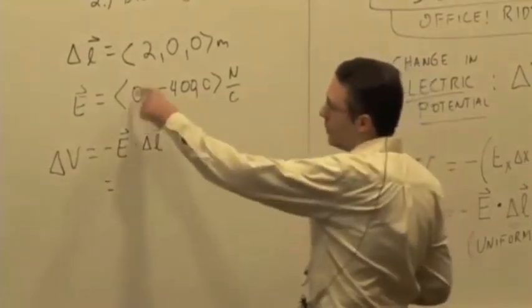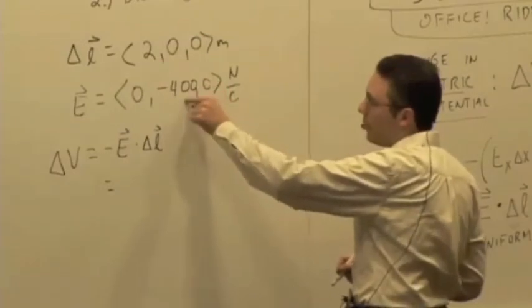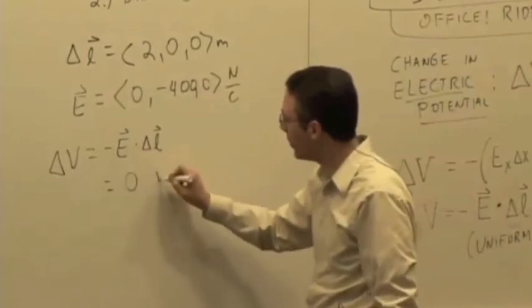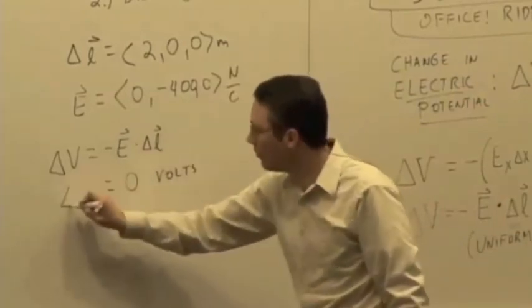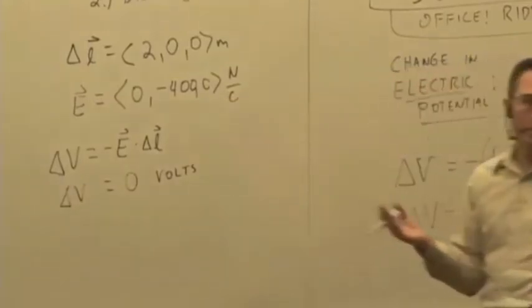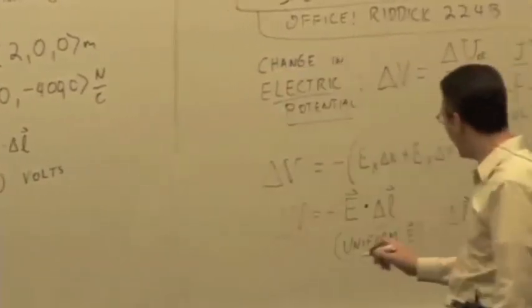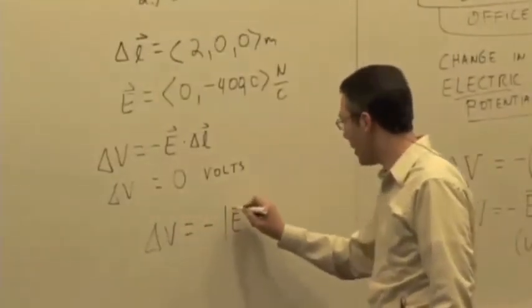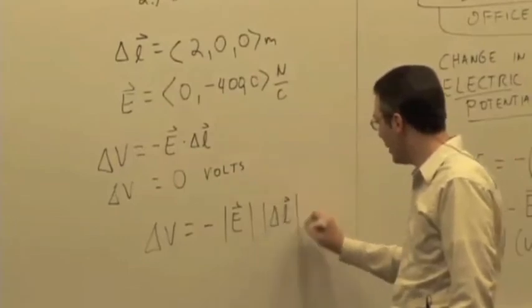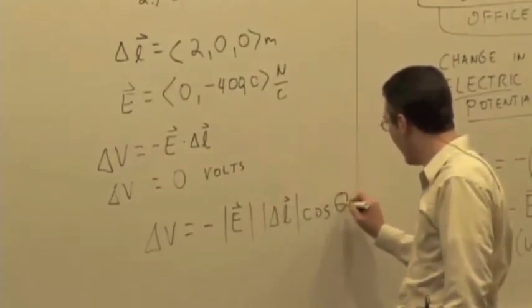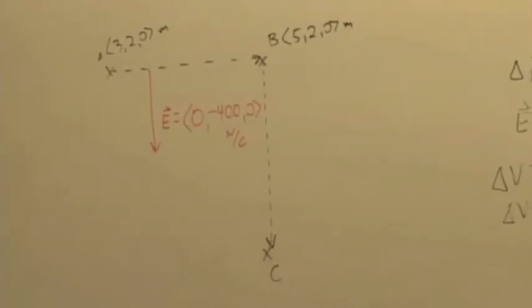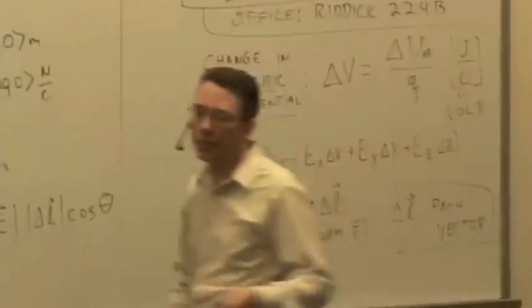We have 0 times 2 is 0, negative 400 times 0 is 0, and 0 times 0 is 0. Add them all up and you get 0, so 0 volts. Or we could do it the other way, looking at the magnitudes and the angles. Delta V is negative the magnitude of E times the magnitude of delta L times the cosine of the angle between those two vectors. What's the angle between the path and the electric field? 90 degrees. Cosine of 90 is 0. No matter how you slice it, you get 0.